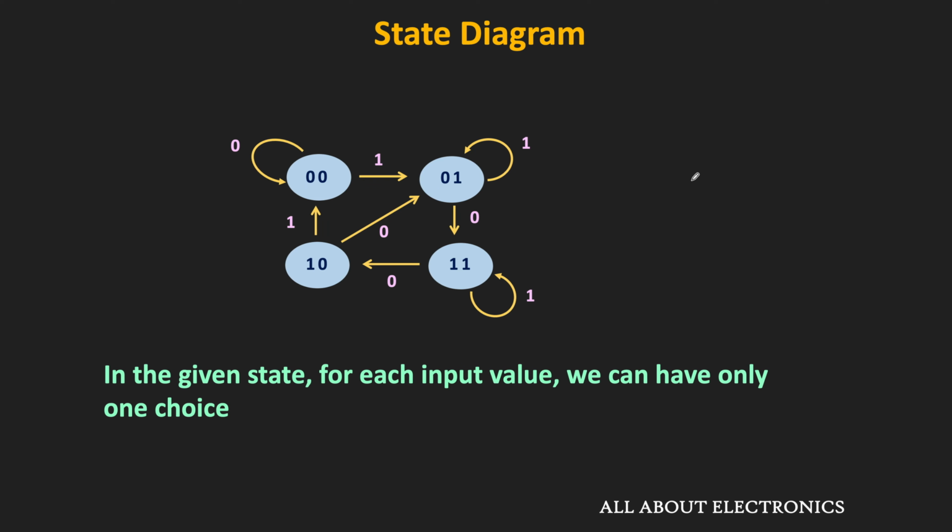Now in the state diagram, in a given state, for each input value we can have only one possible transition. That means in a given state, for a given input value, we cannot have more than one possible transition. For example, if the circuit is in state 0 and the input is equal to 0, then it will remain in the same state. But for the same input, it cannot have another possible transition. That means for each input, it has only one possible transition.